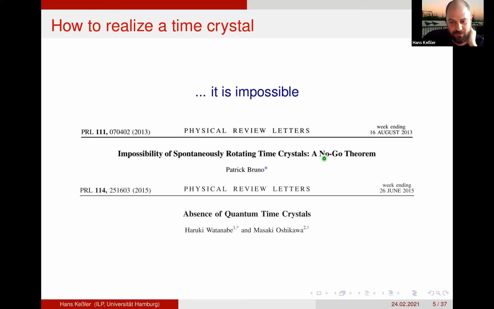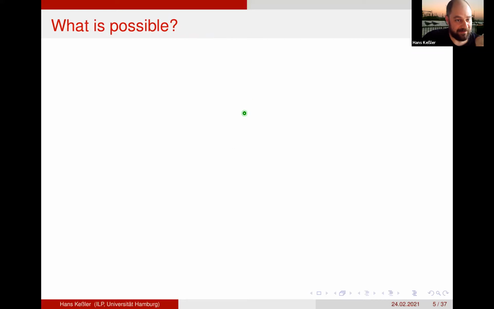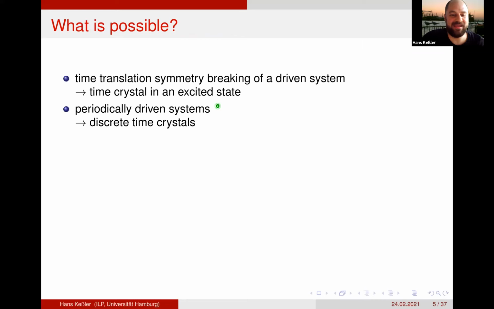There were some no-go theorems published, but what is possible? What is possible is that we can show time translation symmetry breaking in driven systems, so realize something like an excited state time crystal. In most cases, we periodically drive a system, which breaks the continuous symmetry already into a discrete one, and then breaks this discrete symmetry to realize a discrete time crystal. So it's a little bit like a loophole, I think. And Nature once wrote in one of its articles that they found a loophole to realize time crystals.